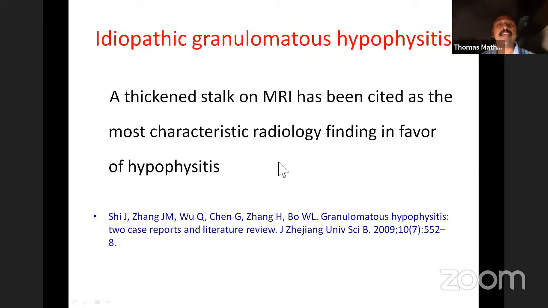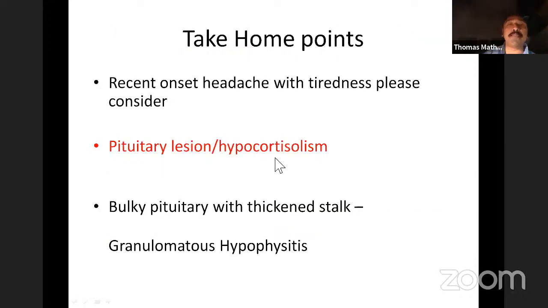So the take-home points from my presentation are: when you have a recent onset headache with unusual tiredness, please think of a pituitary lesion and associated hypocortisolism. And with a bulky pituitary with a thickened stalk, always think of granulomatous hypophysitis, which responds well to steroid treatment. And there is more to the story, because when he came to me with the pituitary so much better, I sent him to the endocrinologist.